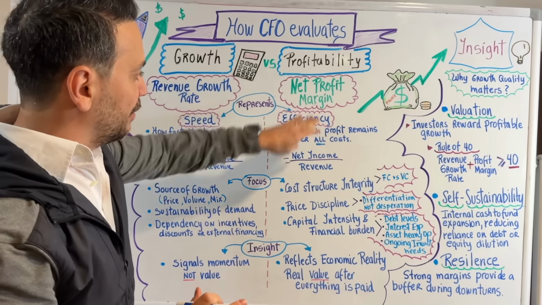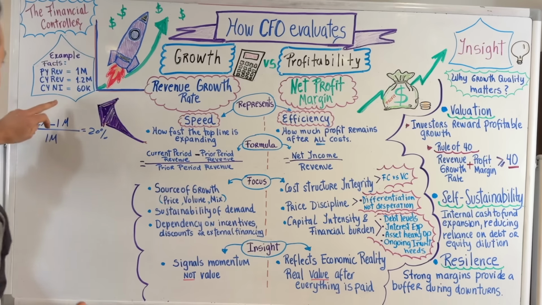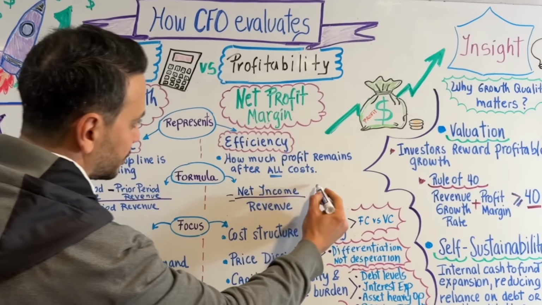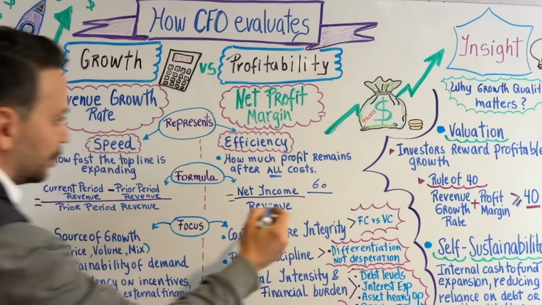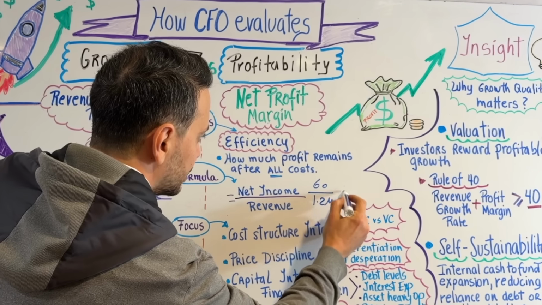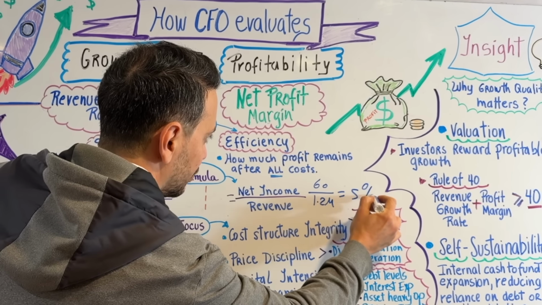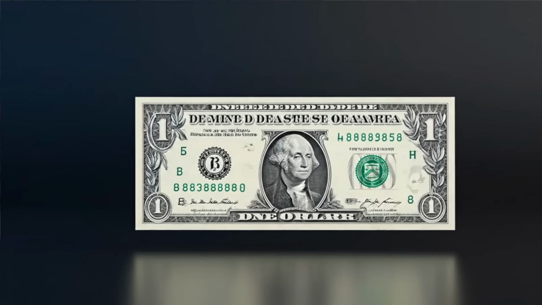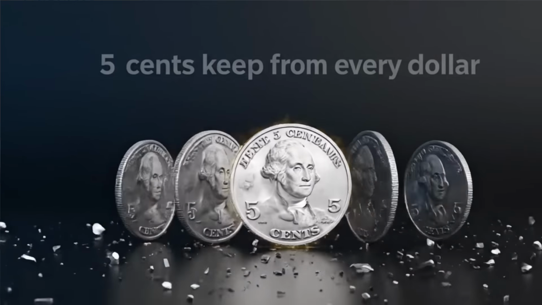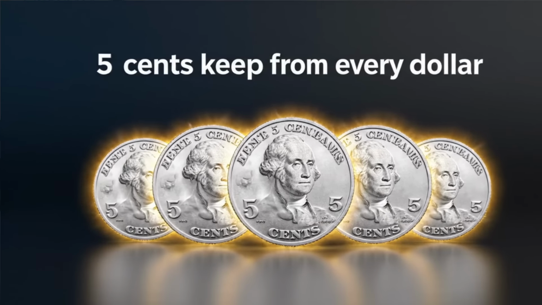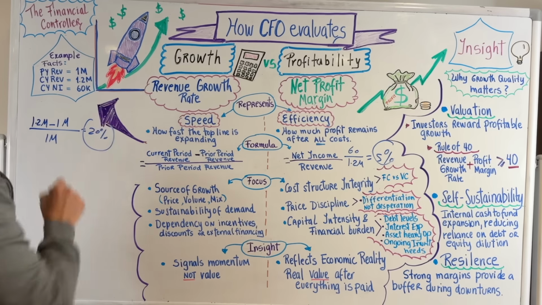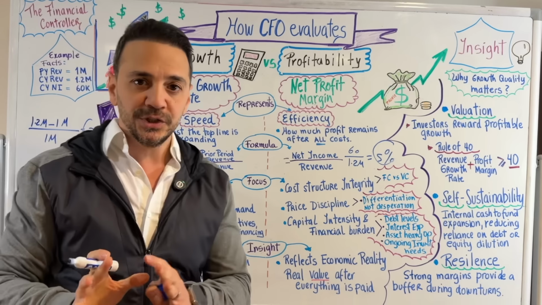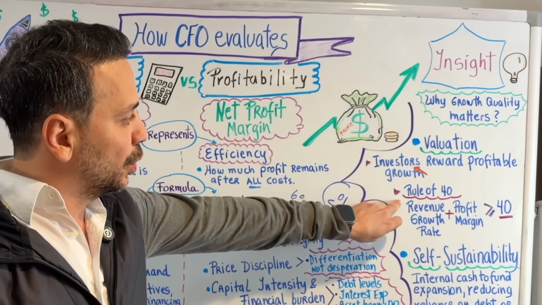Now, with net profit margin, we have net income right here of $60,000. We divide that by revenue, current year revenue, $1.2 million, and that gives us 5%, which is saying from every dollar that we bring in revenue, we get to keep 5% in net profit. Now, the combination of the two, the 5% and the 20, helps us evaluate the valuation of the business in what we call the rule of 40.